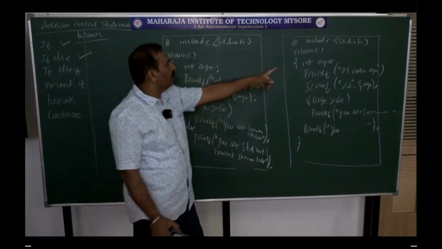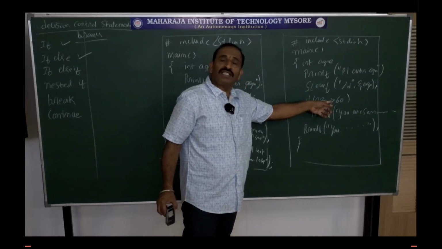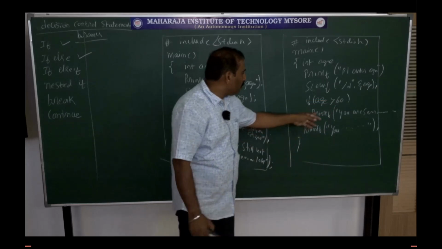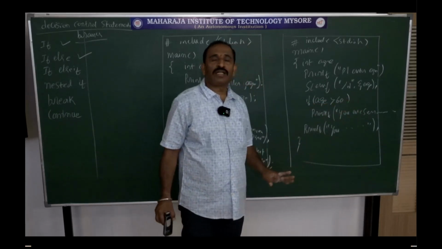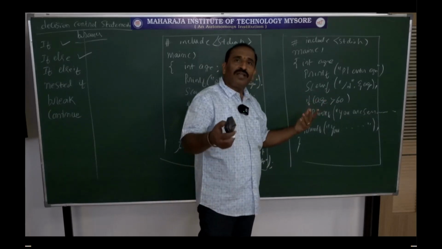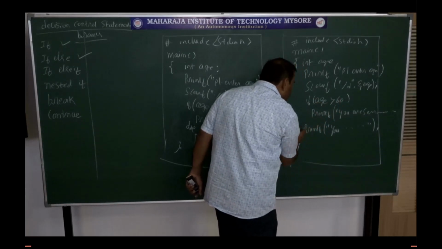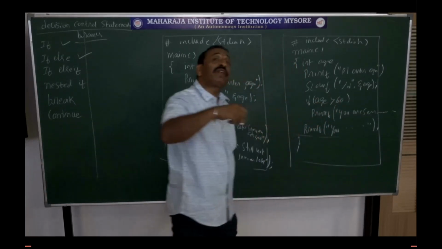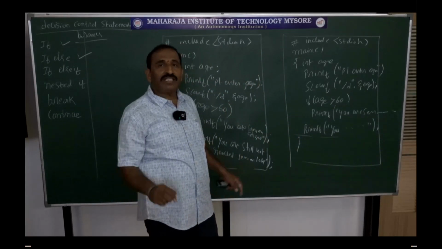What will happen? Here you are reading the age. If age is greater than 60, you are telling it, please print this: you are a senior citizen. Next, over. If age is greater than 60, this is printed. This will be the default for every case; it will be printed every time.